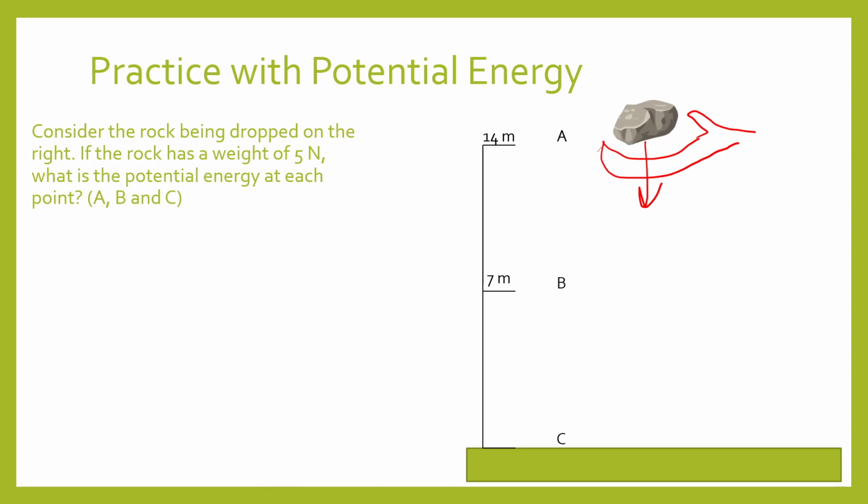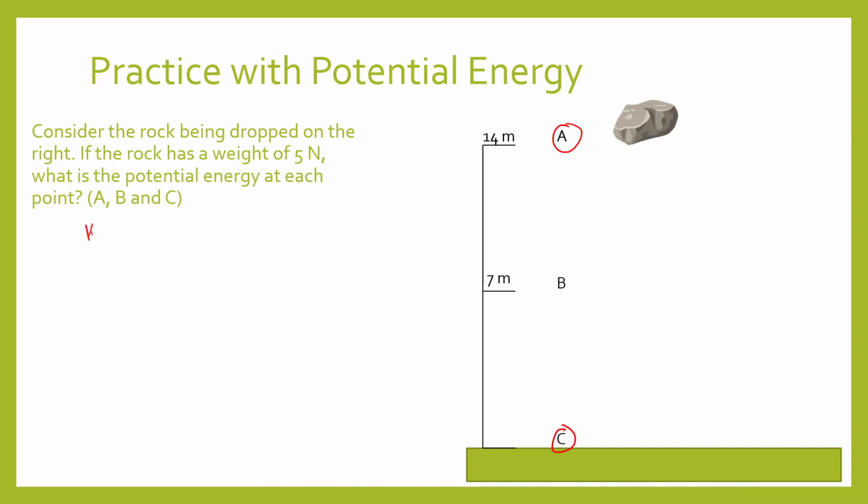So before they let go, it has its most potential energy. The potential energy at this point, A, is going to be its highest. We can assume that the potential energy at C will be its lowest. So what we're going to do is calculate the potential energy for each point.